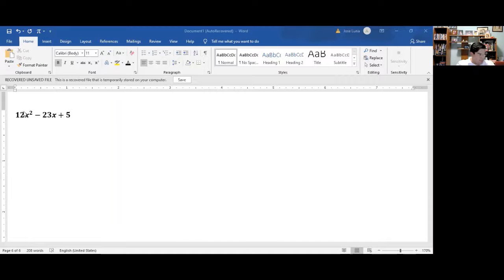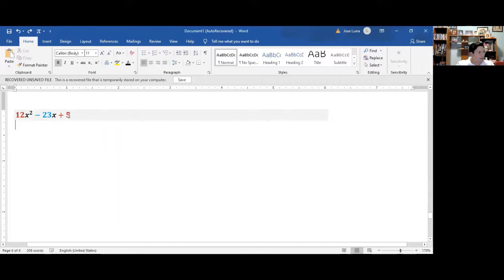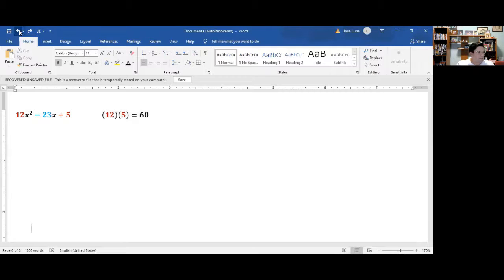So now, because this 12, the leading coefficient, is not a 1, I'm going to take the 12 and the 5, and I'm going to multiply them. I'm going to multiply the 12 and the 5. 12 times 5 is 60. So really, I'm going to be looking for numbers that satisfy this. Let's see, 12 times 5 is 60.